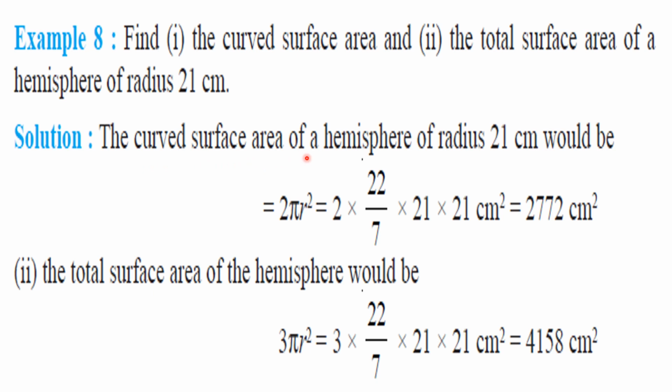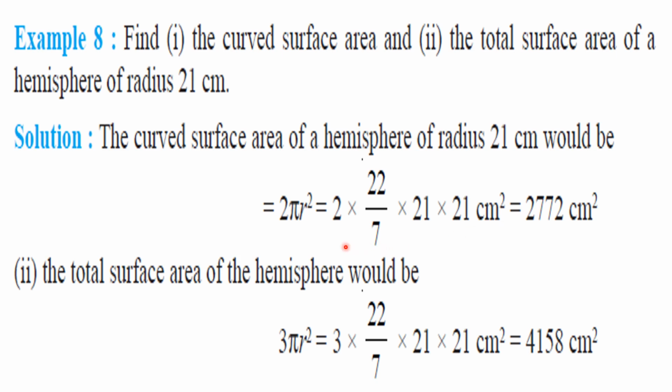The curved surface area of a hemisphere of radius 21 centimeters would be 2 pi r square. Do you remember this formula, my children? The curved surface area of a hemisphere is equal to 2 pi r square. In this formula, let us substitute the value of r. That is equal to 2 into pi. What is the value of pi here? 22 by 7. It is only an approximate value of pi. Into what is r here? 21 into 21 centimeter square.